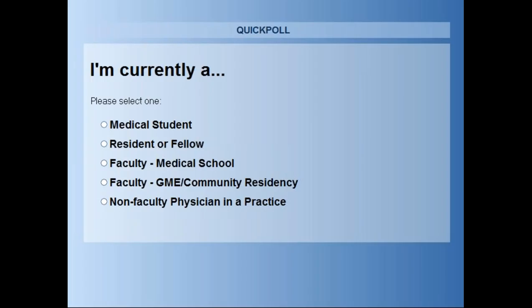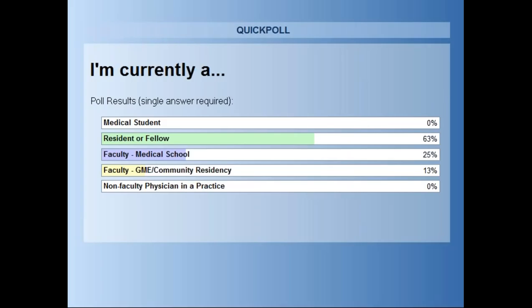All right. Let's share these results, everyone. The majority of people here are residents or fellows. We do have some faculty from the medical school and faculty from the community residency programs. So 63% are resident or fellow, 25% are faculty at a medical school, and 13% are faculty at a DME or community residency.